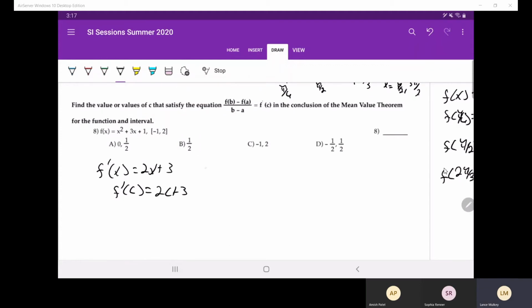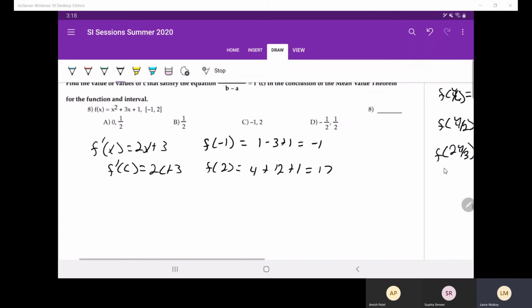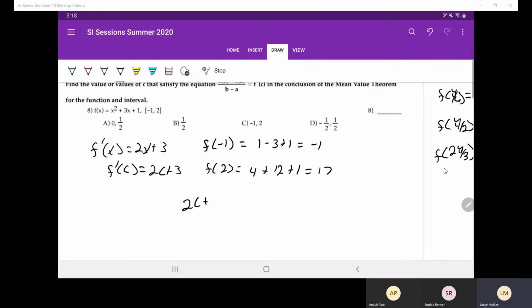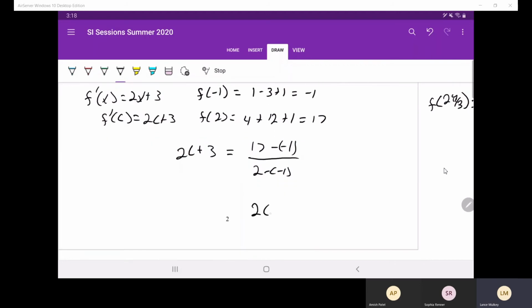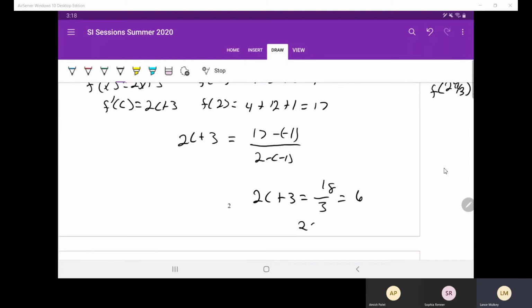So now we just find f of -1 equals 1 minus 3 plus 1 equals -1, and f of 2 equals 4 plus 12 plus 1 equals 17. So now we plug in where we have f prime of c: 2c plus 3 equals 17 minus negative 1 over 2 minus negative 1. So 2c plus 3 equals 18 over 3, which equals 6. 2c equals 3. C equals 3 over 2.